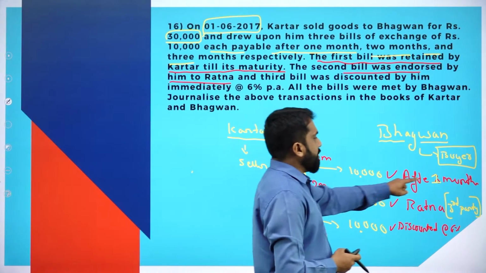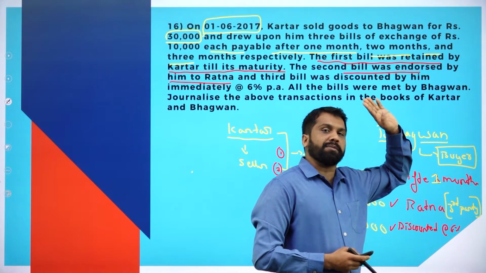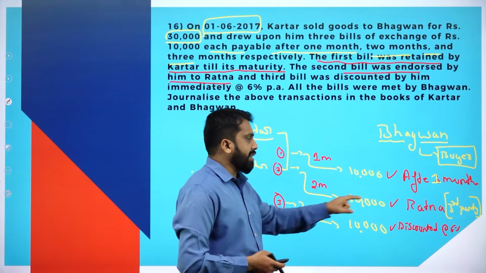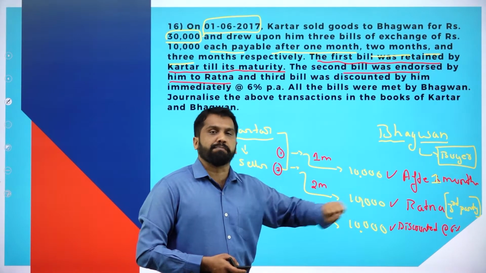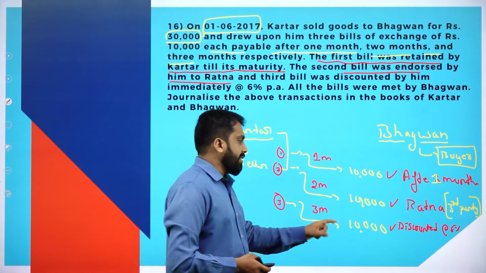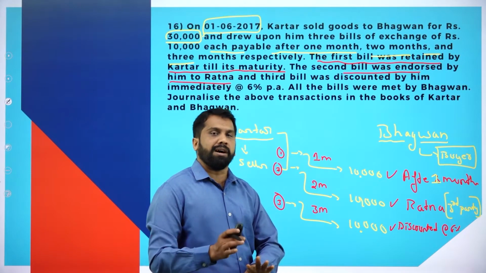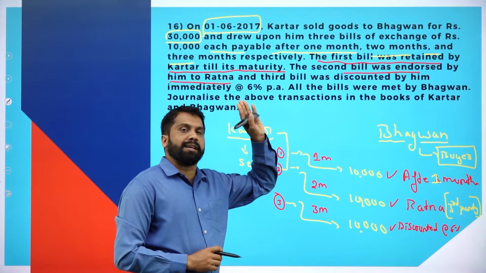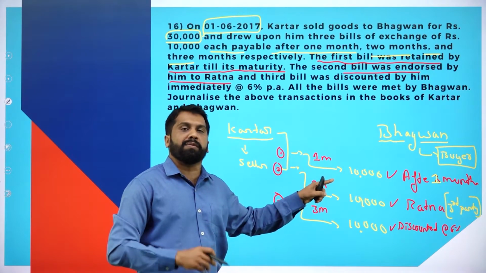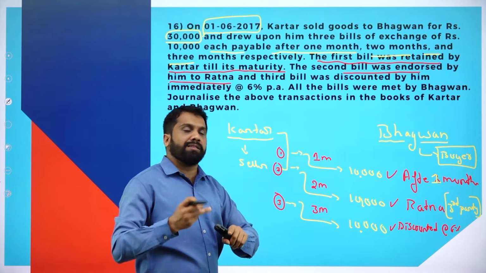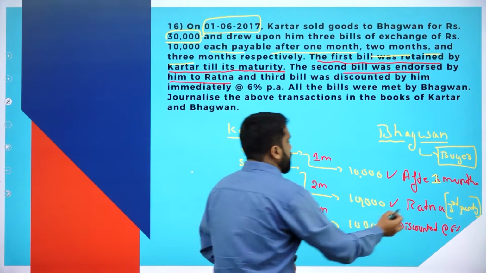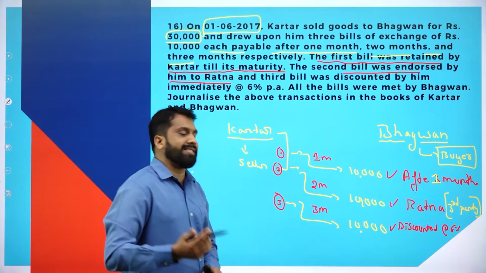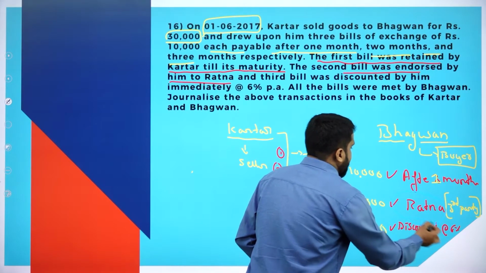I'll go back to your explanation. Bill 1 is what? At the end, after 1 month, he collected. Bill 2 is what? He has transferred to a third party. Bill 3 is what? It is discounted. Now, at present, bill 1 is collected after 1 month. So, nothing to do with bill 1 right now. Bill 2 immediately transferred to whom? Ratna. Bill 3, what happened? Discounted.